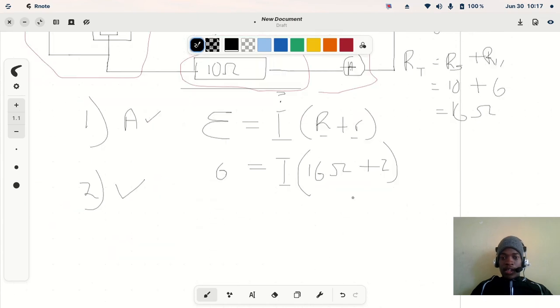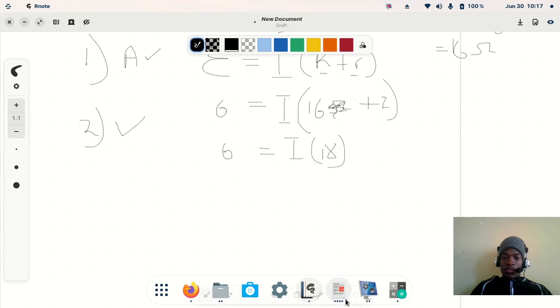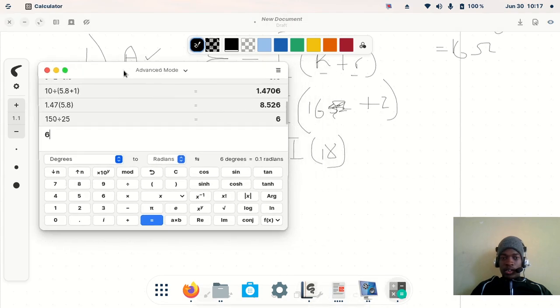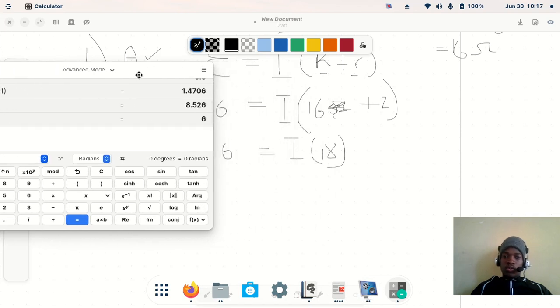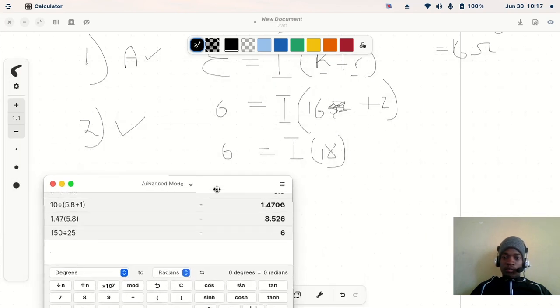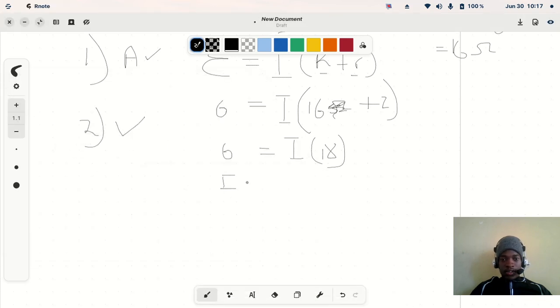Okay, then let's just simplify that. So I is then 16 plus 2, and 16 plus 2 is 18. Then we do the math using our sidekick, the calculator. To simplify the current, we're going to divide both sides by 18. So we're just going to have 6 divided by 18, and then we sum that up. We get 0.3. So I is then going to be 0.3.